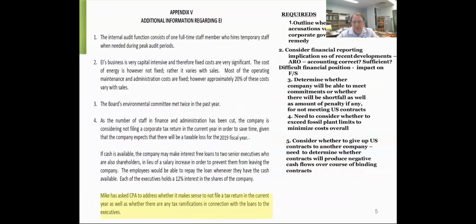Appendix 5, we got tax. Address whether it makes sense not to file a tax return, as well as any tax ramifications with the loans to the executive. So there's 2 things here. Fine. So we have 2. I put down A and B. So people, you just have to be aware that they can totally ask you a required in the appendices.